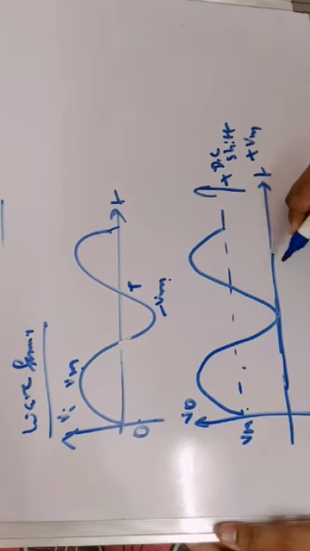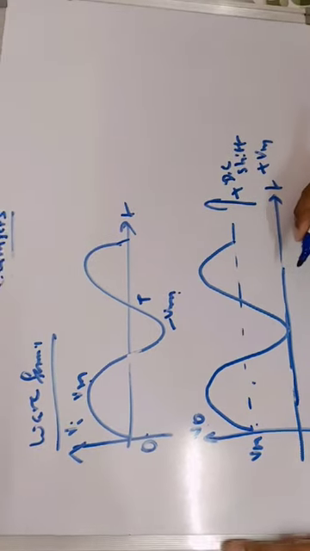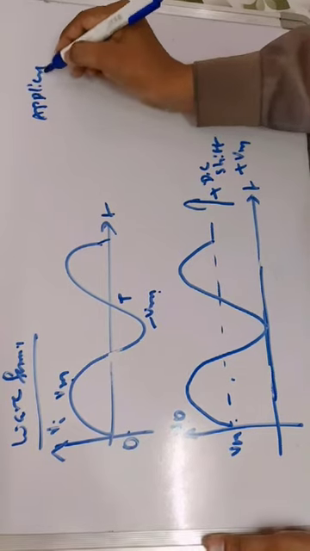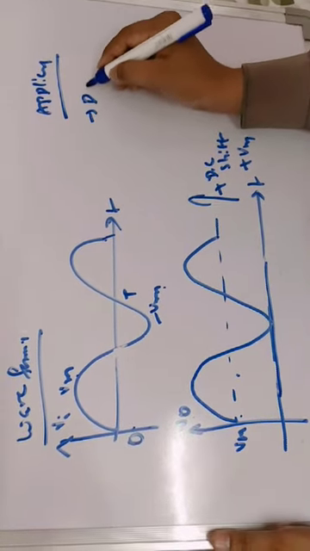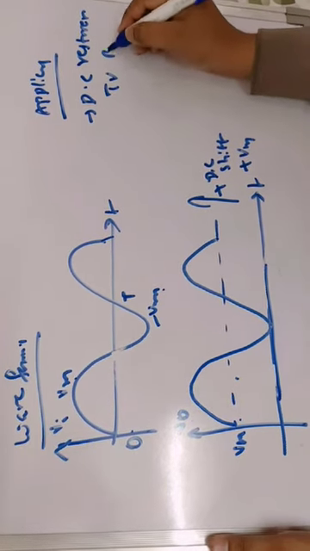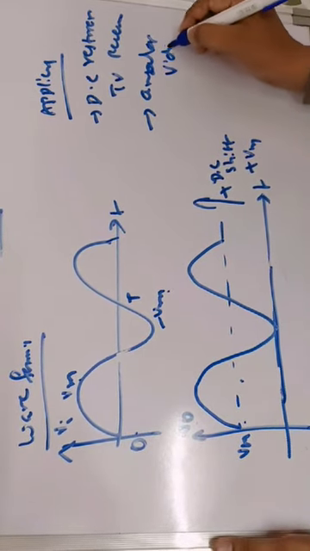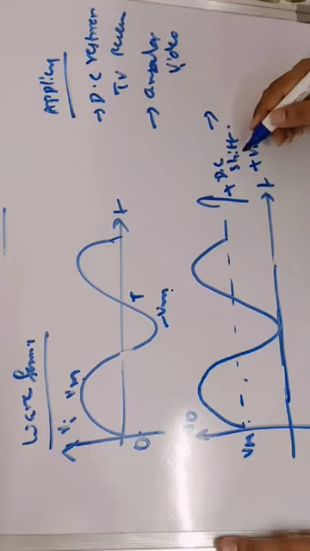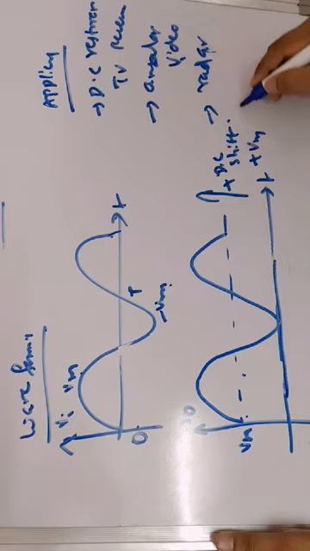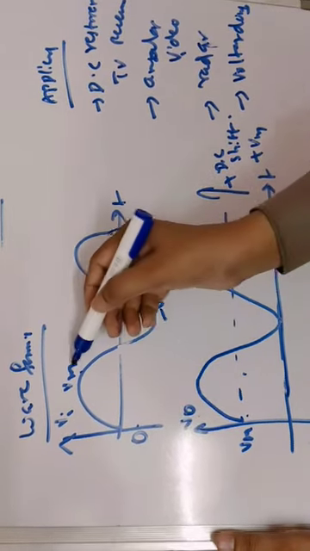These circuits are used to reduce the interference from other signals in analog video processing. The applications of clamper circuits are generally as a DC restorer in television receivers, in analog video processing, and mainly in radar systems. These are also used as voltage doublers, because we can increase the voltage levels from Vm to 2 Vm.